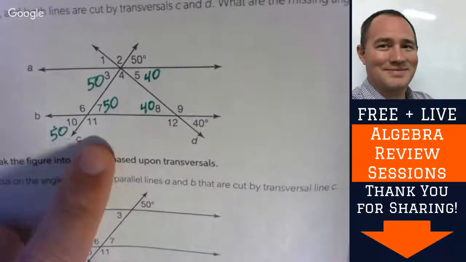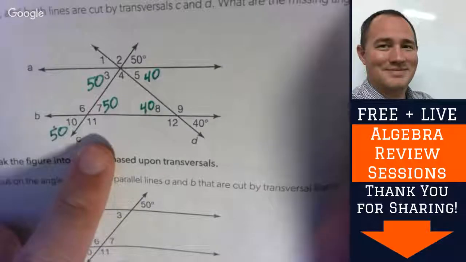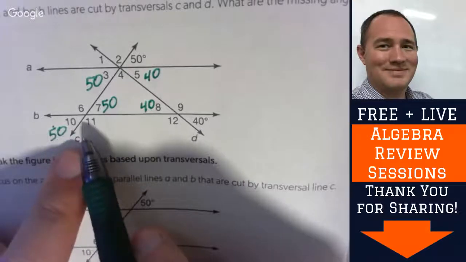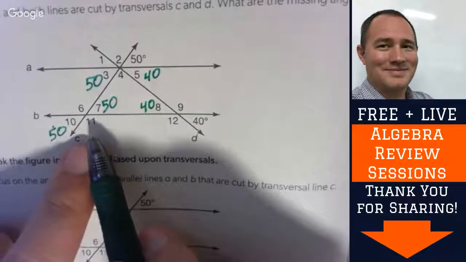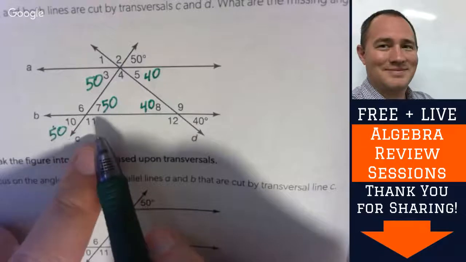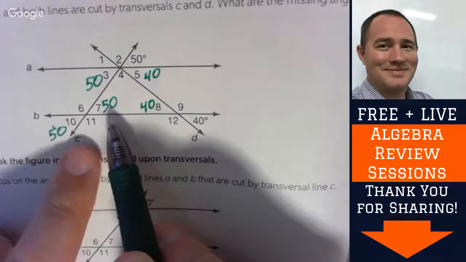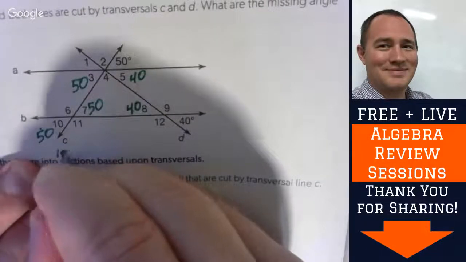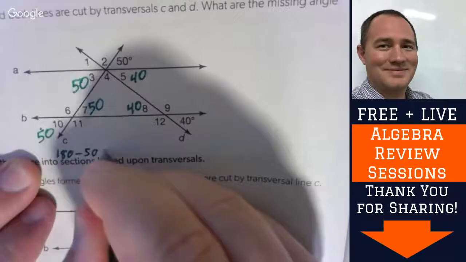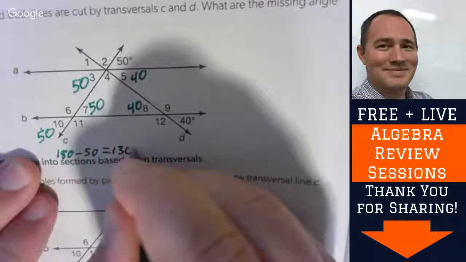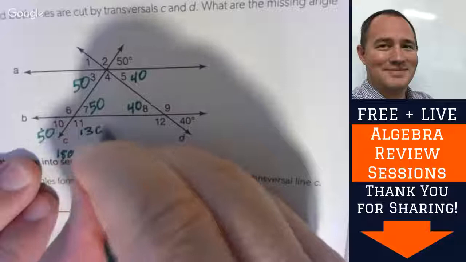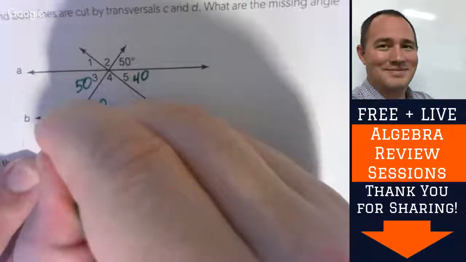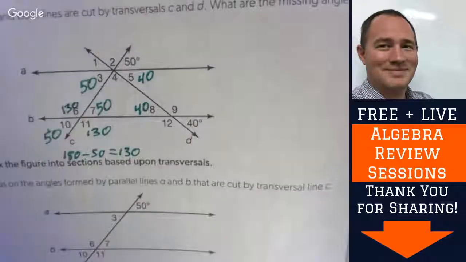Where else can we go? These are on the same side. This forms a straight line. Angle 10 plus 11 forms a straight line. So a straight line is 180 degrees. So if we do 180 minus 50, we get 130. So this would be 130. And that would make 6 also 130 because they are vertical angles.